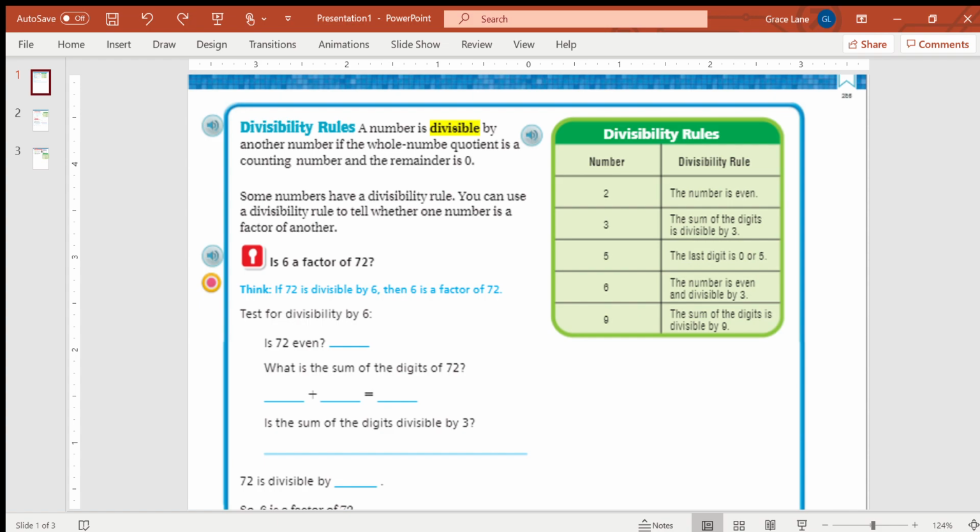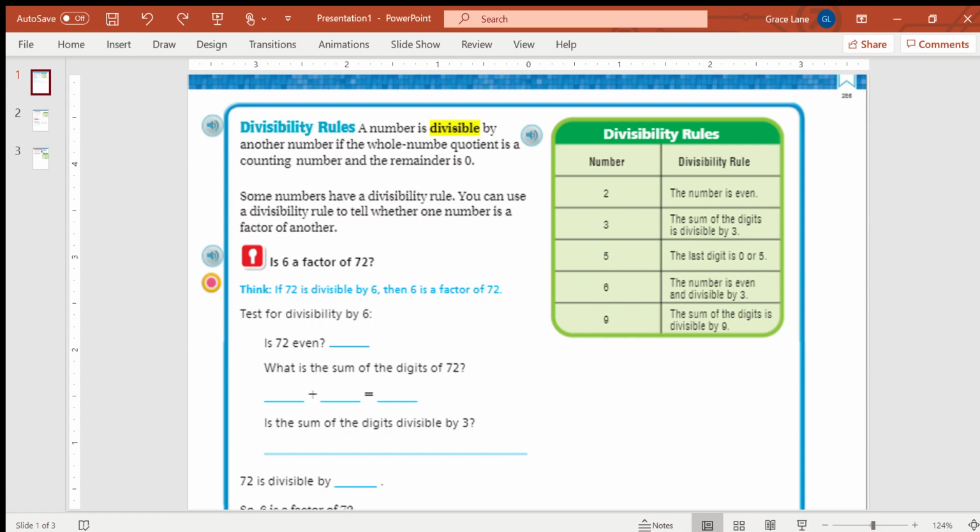We are actually going to go out of order. We're starting with lesson 2. I need you to grab your pencil, your math journal, and your multiplication chart, and we are going to be on page 286 today.